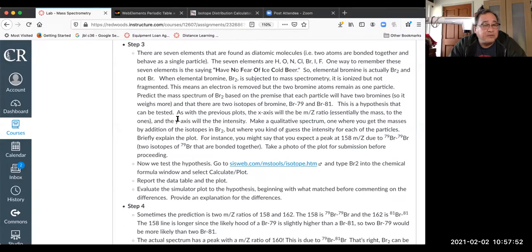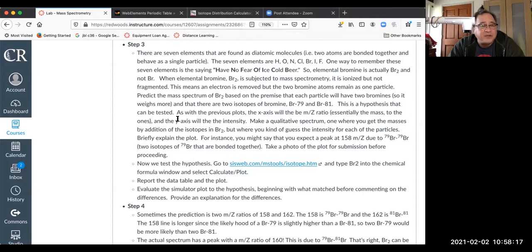When elemental bromine is subjected to mass spectrometry, it is ionized but not fragmented. So what this means is that an electron is removed, but the 2 bromine atoms remain as 1 particle. They are not broken apart. They remain together, like co-joined twins, if you will.